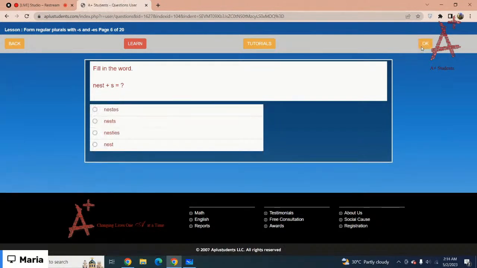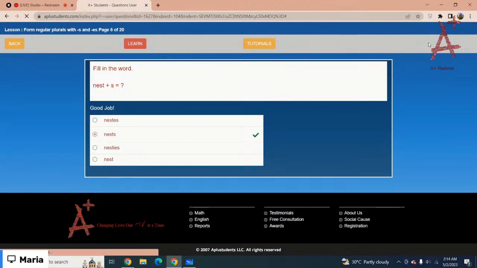Nest plus S. It would be nests. The correct option is nests. The second option is the correct option.